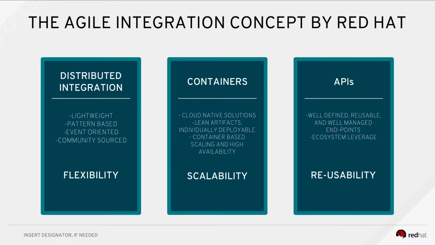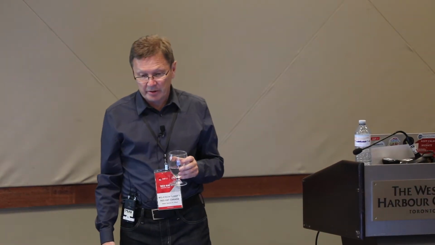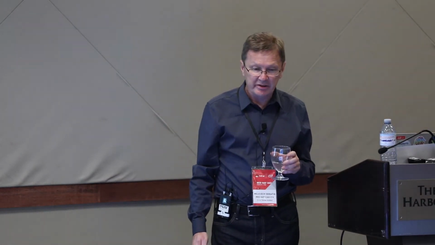So this is the definition of the agile integration concept by Red Hat. What it really means is to be flexible, scalable, and provide reusability. So we do offer the flexibility based on distributed integration, which is lightweight and pattern-based. And the pattern-based is important. There's still all the good stuff that the service bus concept came with. We support over 60 integration patterns that you can work with to make your life easier.